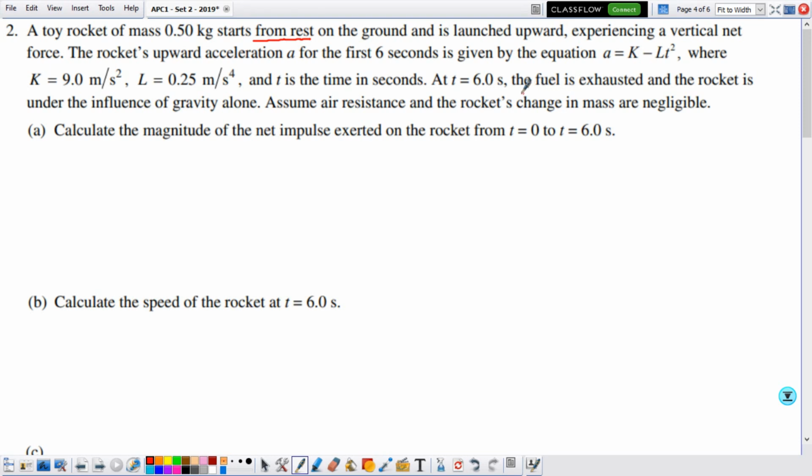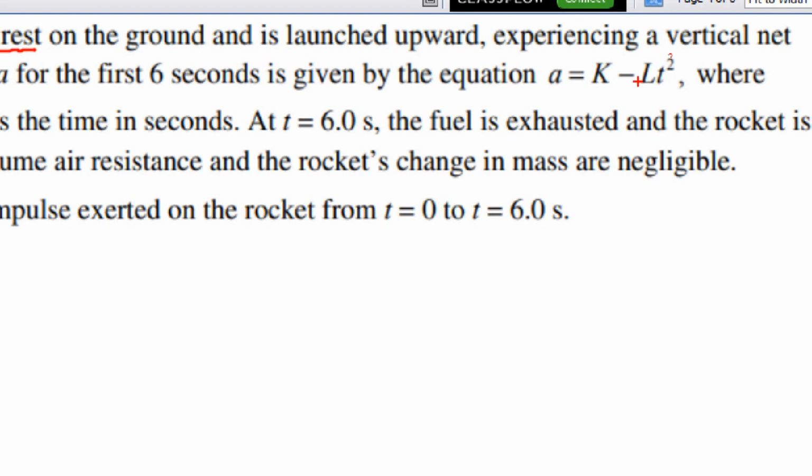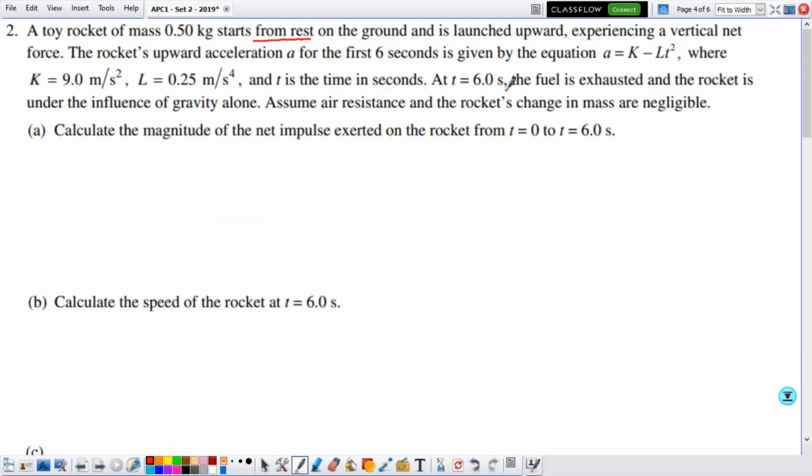In the first phase, which is from 0 to 6 seconds, the rocket is under the influence of a net force that yields an acceleration given by k - lt^2. After the 6 seconds, in phase 2, the rocket is under a free fall motion, which means that the acceleration is due to gravity only.